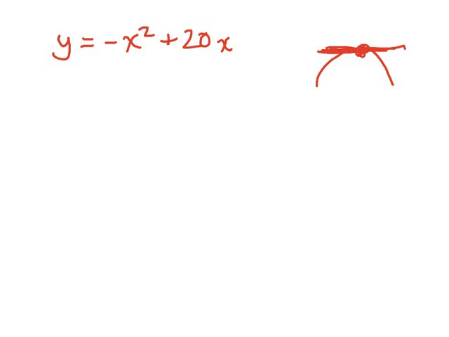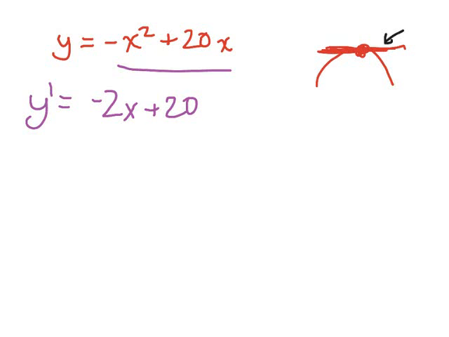It's a horizontal line. So we're going to have to take this equation and take the derivative of it. Okay, that will give us the slope. So the derivative, so y prime, would equal, drop it down by the power rule, negative 2x plus 20. Now, since right here we want the slope to equal 0, we're going to take this equation and set it equal to 0. And we're going to go through and solve.